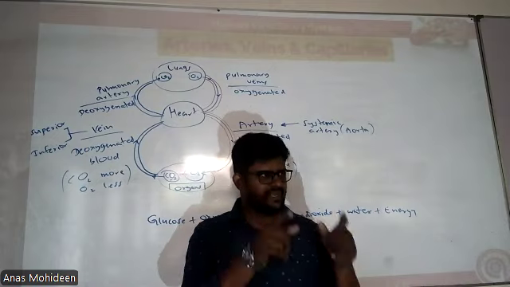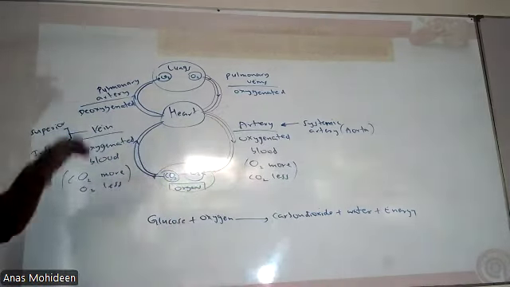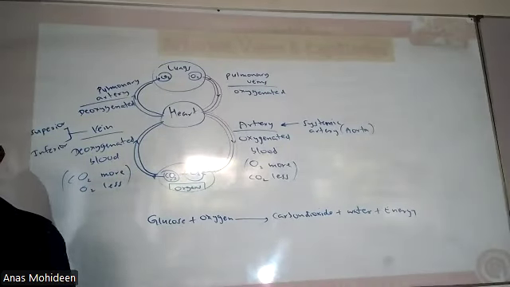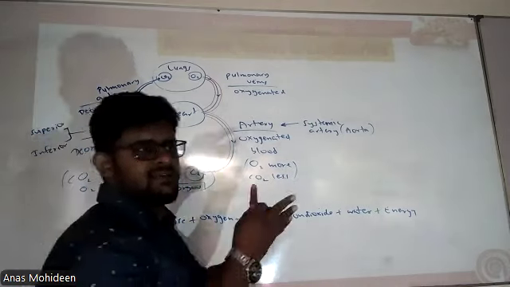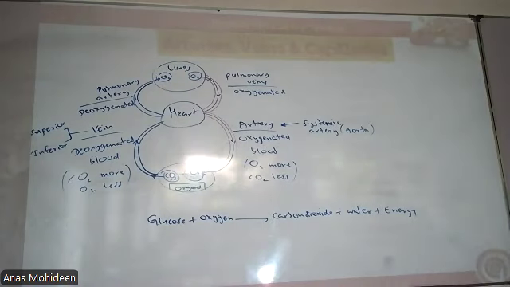Whatever is needed is picked up, and whatever is not needed is taken back, and they branch and lead on to the veins. So these are the three types of blood vessels: arteries, veins, capillaries. Arteries, what do they do? They send blood away from the heart to other organs. Veins, what do they do? They bring blood from organs back to the heart.